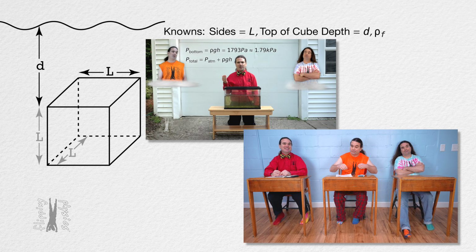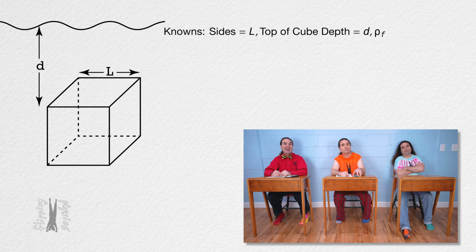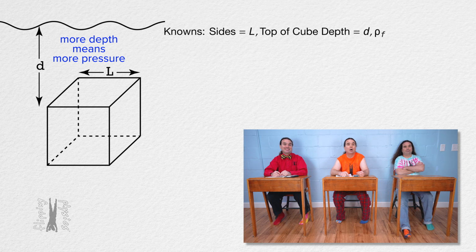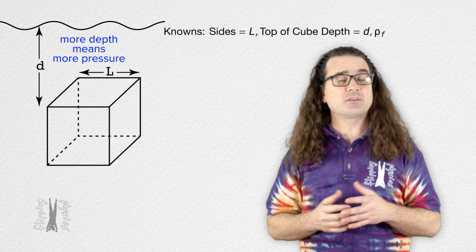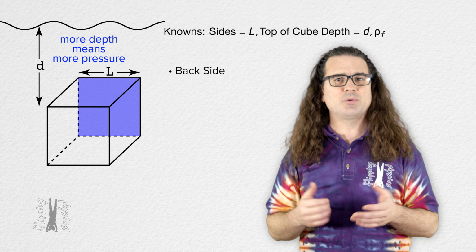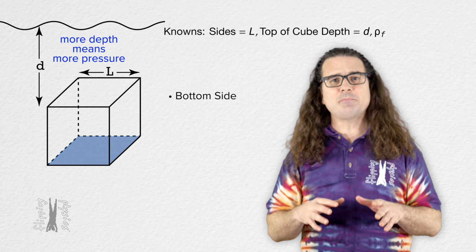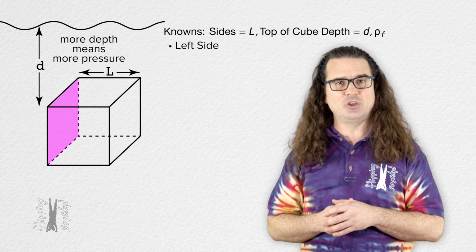You are welcome. In that lesson, Billy determined that with increased depth in a fluid comes increased pressure caused by the weight of the fluid. We're going to use that fact to determine the net force acting on our hypothetical cube. There are 6 sides to the cube, each with the same area. Let's start by looking at just the left side of the cube.